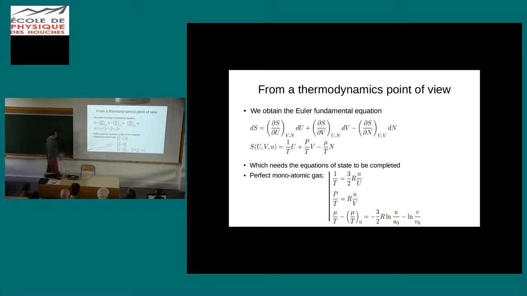What are the equations of state? It's the description of all the intensive variables here. So as an example, I put here the perfect monatomic gas, where we have 1 over T, P over T, and mu over T, which can be obtained using the Gibbs-Duhem formulation. Okay. And once we have all of this, then the system is totally described and we can determine all of these states.